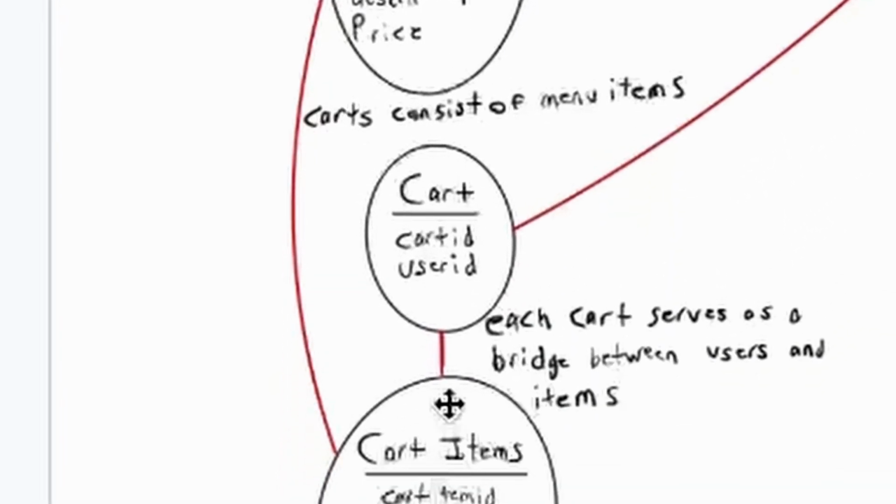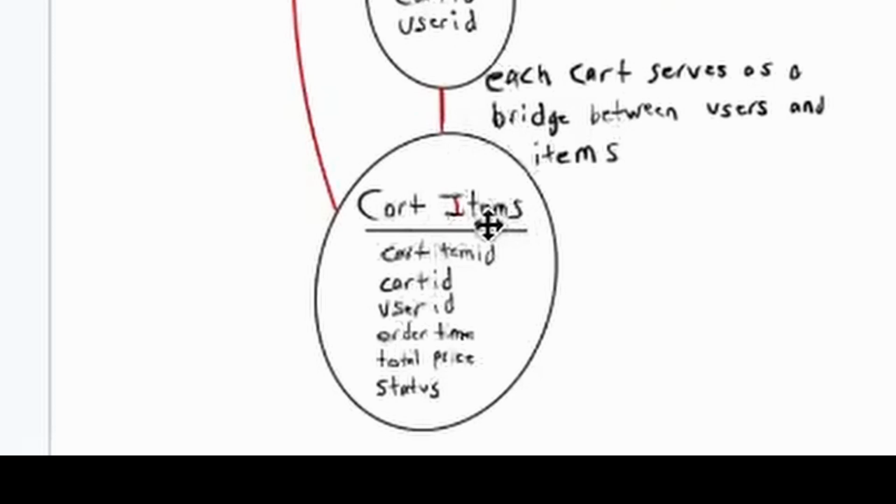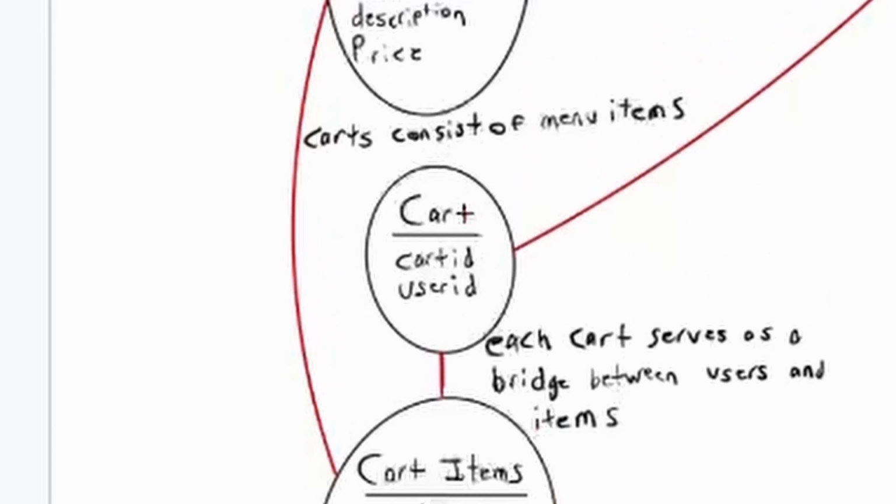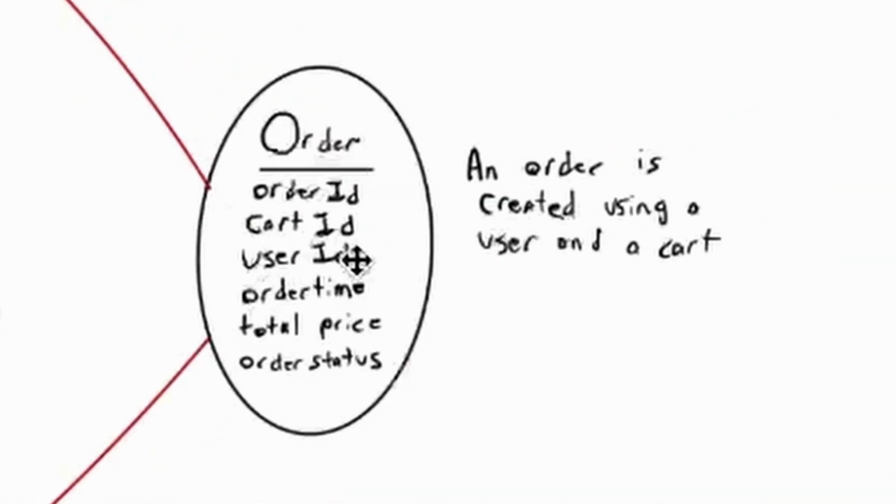We also have our carts, which are really just like a small table that essentially link together cart items and a user for when they create an order. We have our cart items, which are items that are placed in the cart. Every cart item consists of a bunch of menu items that are put into this database. Finally, when a user wants to order, they'll be able to combine their cart and their user into an order. And that order is created using all that information.